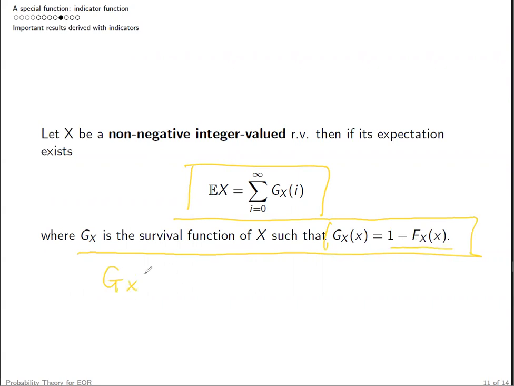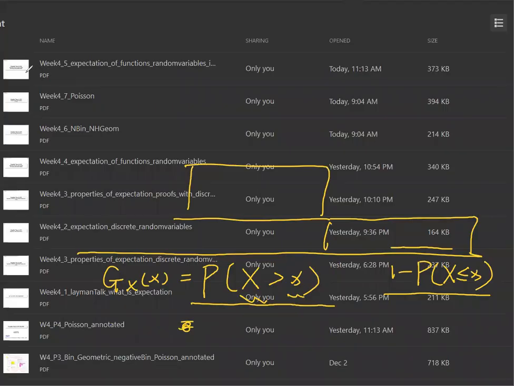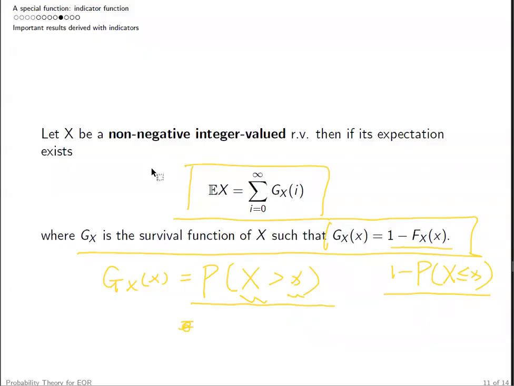So G(x) is essentially equal to the probability that X is strictly larger than x, right? Because it's 1 minus the CDF, which is the probability of X smaller or equal to x. 1 minus this probability is equal to the probability of the complement event, which is that the random variable X is strictly larger than the small x. So how do we prove these results?